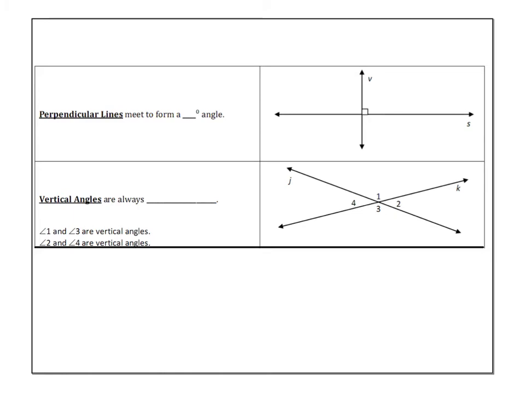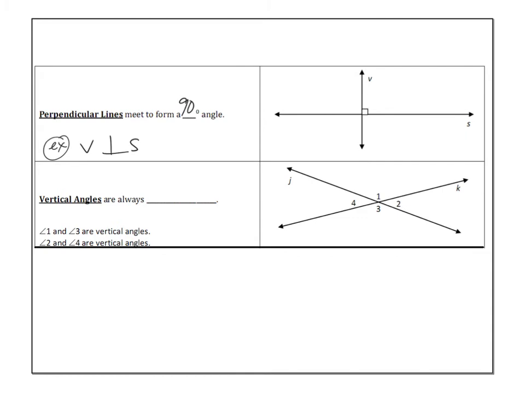Before we get started on the examples, remember perpendicular lines. Perpendicular lines meet to form a 90-degree angle. Remember the symbol is an upside down T, so in this case I could write, for example, V is perpendicular to S, using that picture on the right.